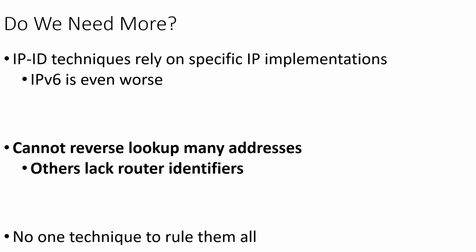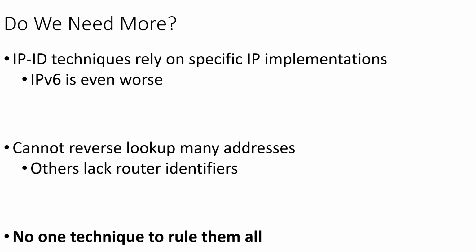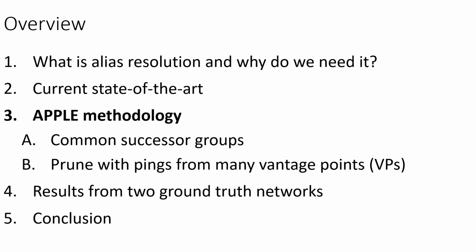And then for DNS hostnames, we can't reverse look up many of the addresses that we see in Traceroute, and even the ones that we can look up often lack a useful router identifier. Basically, we don't have a single alias resolution technique to rule them all. Instead, we try to find some reliable techniques and then throw them all at the problem. So that brings me to my technique, Apple.